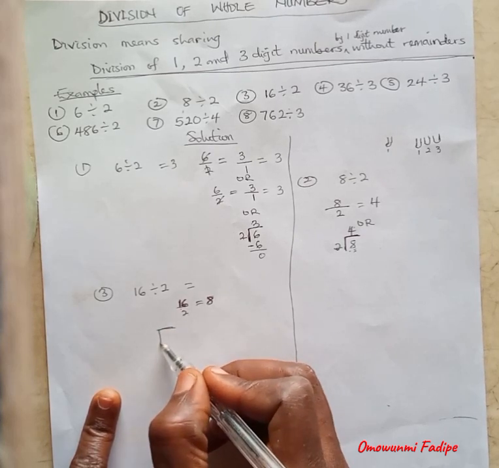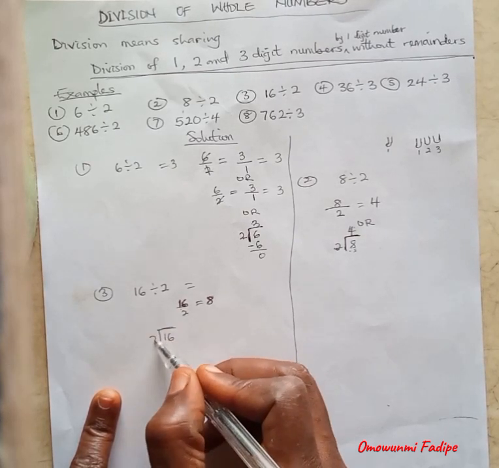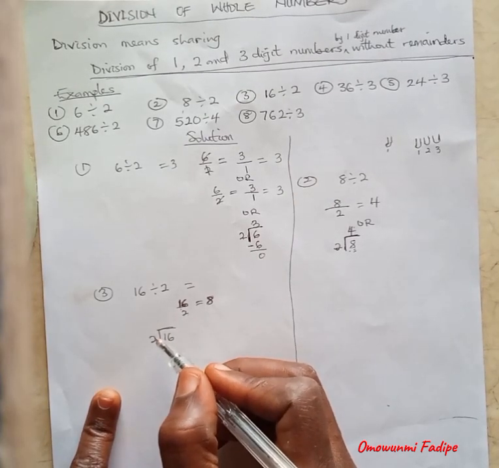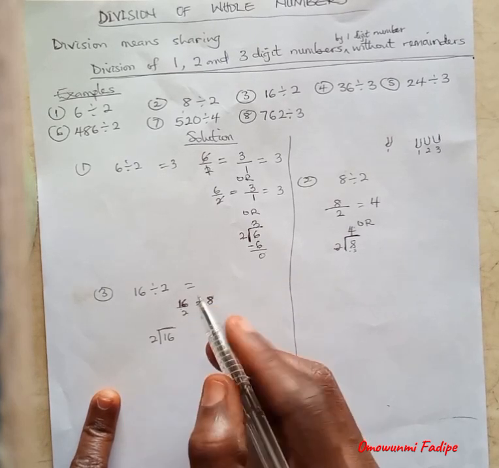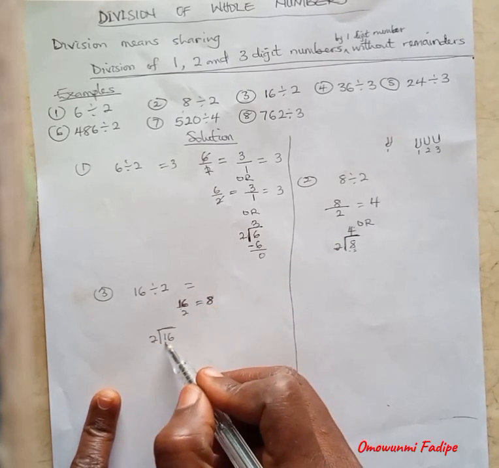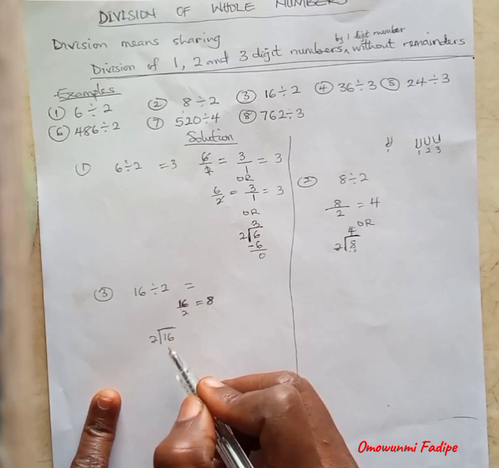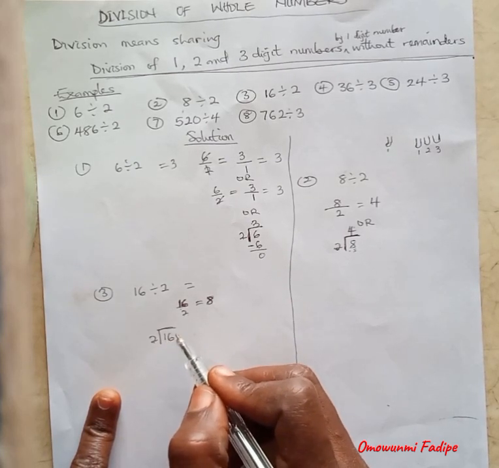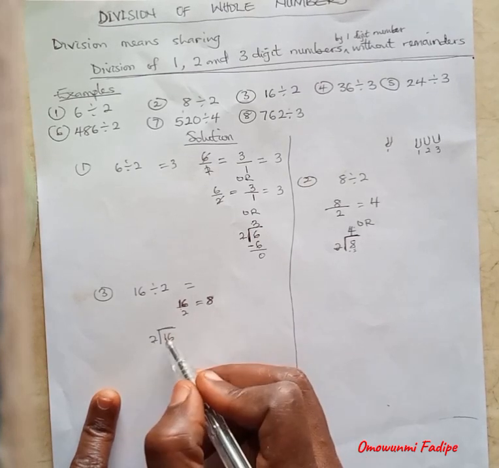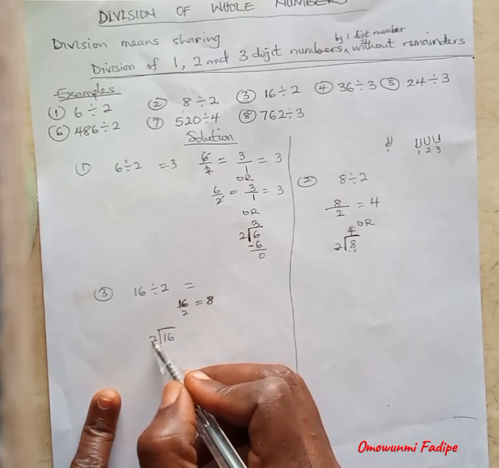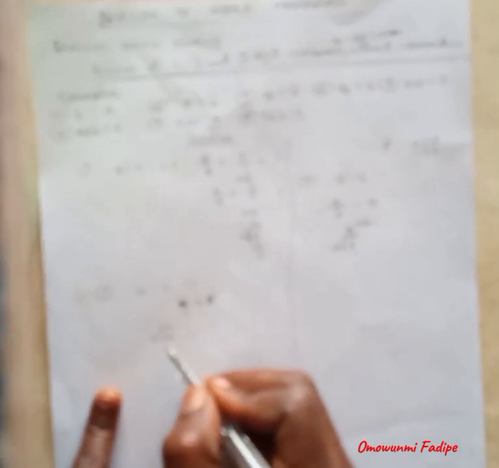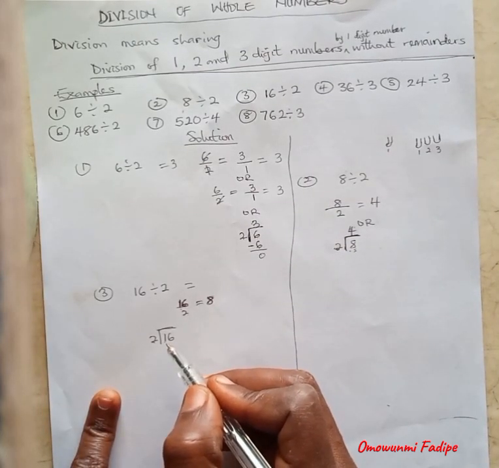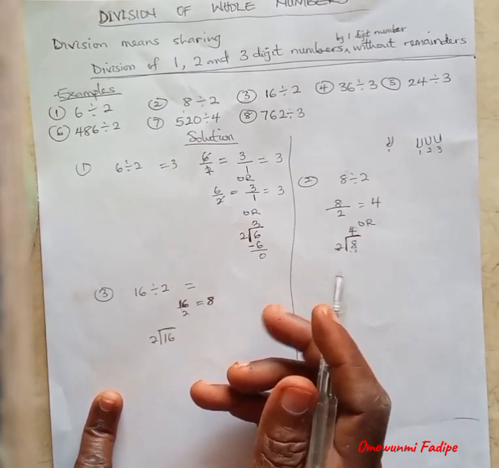For the long division method, you write your 16. What you want to use to divide it, you put it outside. In this one, please pay attention. This is just one number, and this is a 2-digit number. Please listen. You don't do it at once, no. Since it is 1 digit that you want to use to divide, you take the number 1 at a time. 1 at a time.